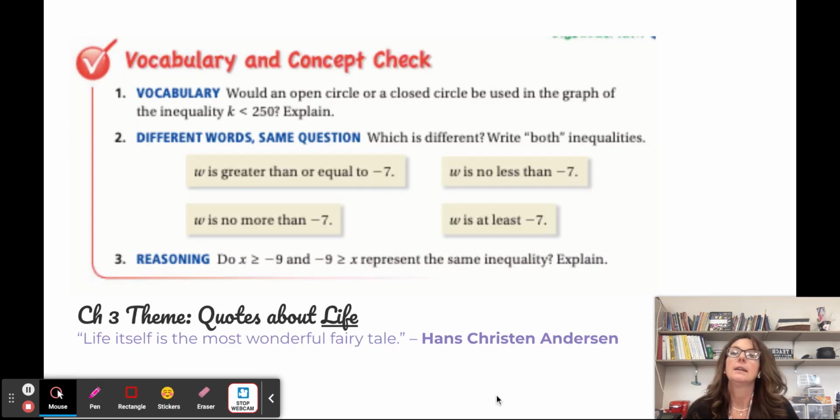All right. It is time for your vocabulary and concept check. There are 3, 1, 2, or 3 that you can choose from. Please answer the question and give an explanation. In chapter 3, our theme of quotes is about life. Life itself is the most wonderful fairy tale. And that was quoted by Hans Christian Andersen.